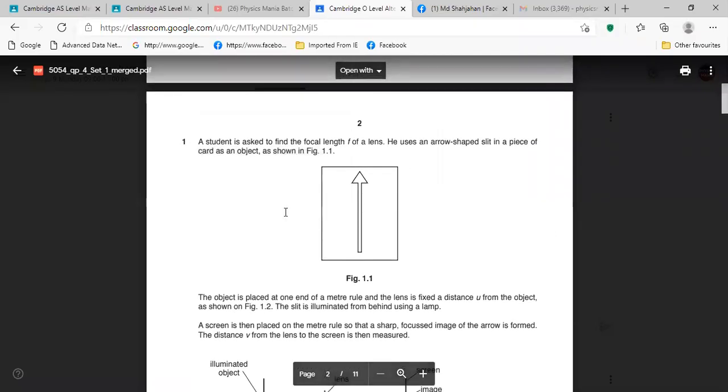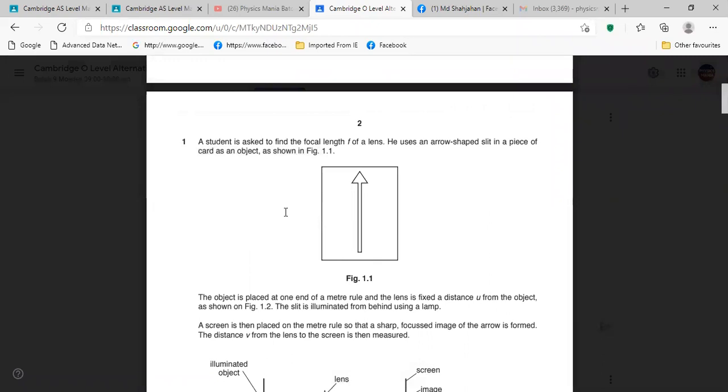Sir, 31st October, at town. Yes, 31st October. Okay, sir. You first read it.